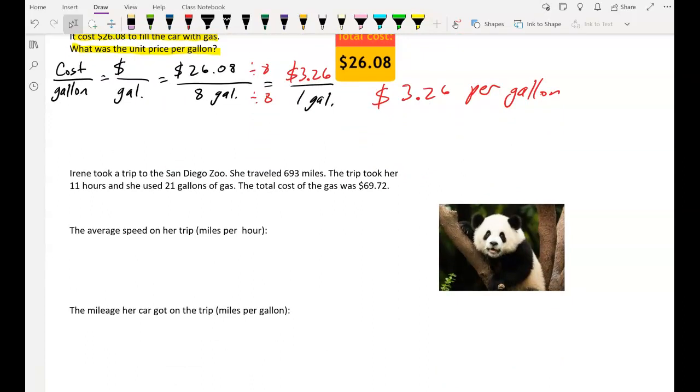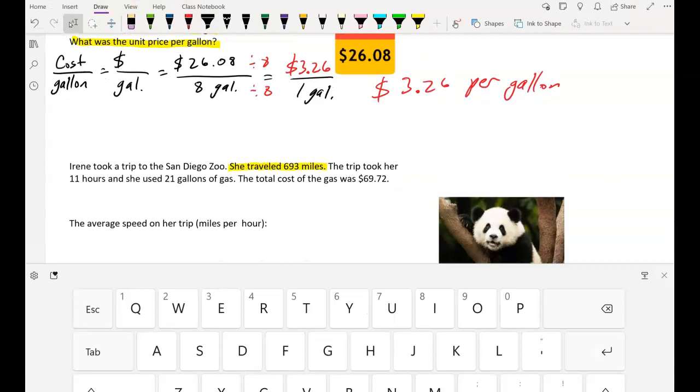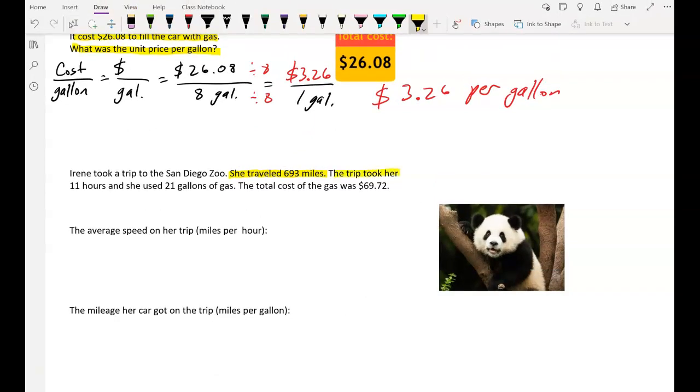Irene took a trip to the San Diego Zoo, where they have panda bears. She traveled 693 miles. The trip took 11 hours, and she used 21 gallons of gas, and the total cost of the gas was $69.72. All that information is going to help us answer the next few questions. We want to know the average speed on her trip in miles per hour.